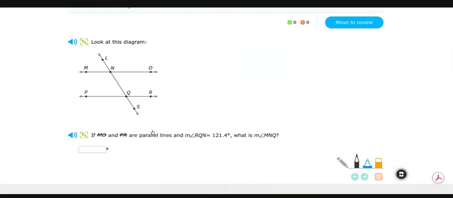We've got parallel lines and a transversal. Again, they give you information about angle RQN, and they want to know about MNQ. Looks like these angles are alternate interior angles, which are congruent, meaning we've got a missing angle at 121.4 degrees.